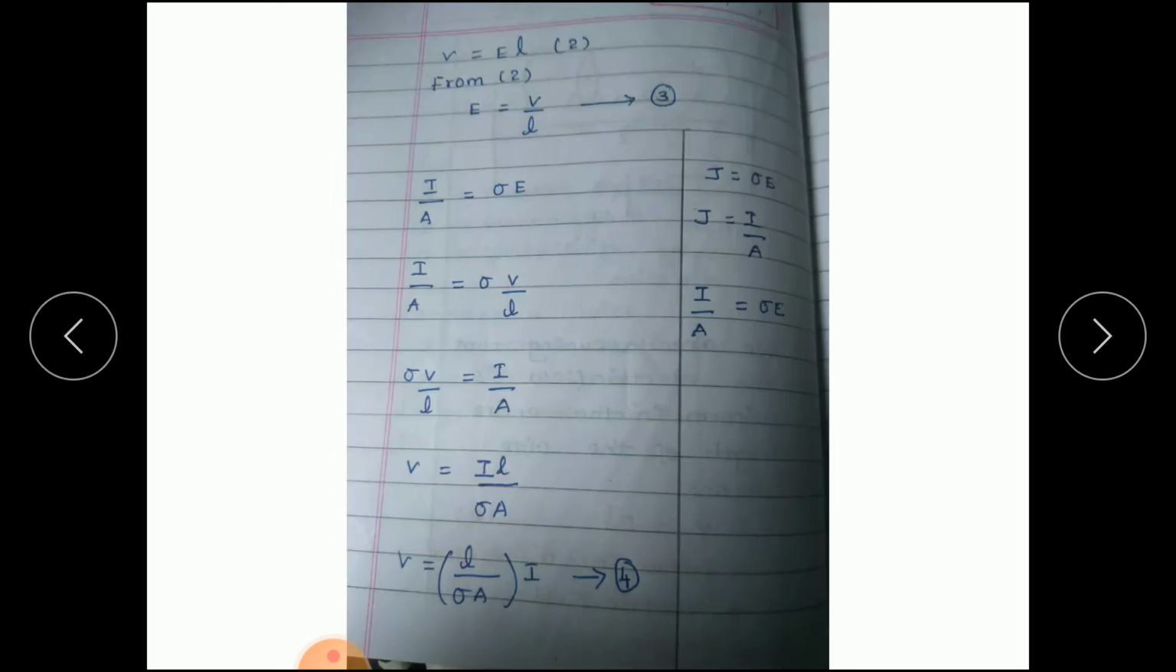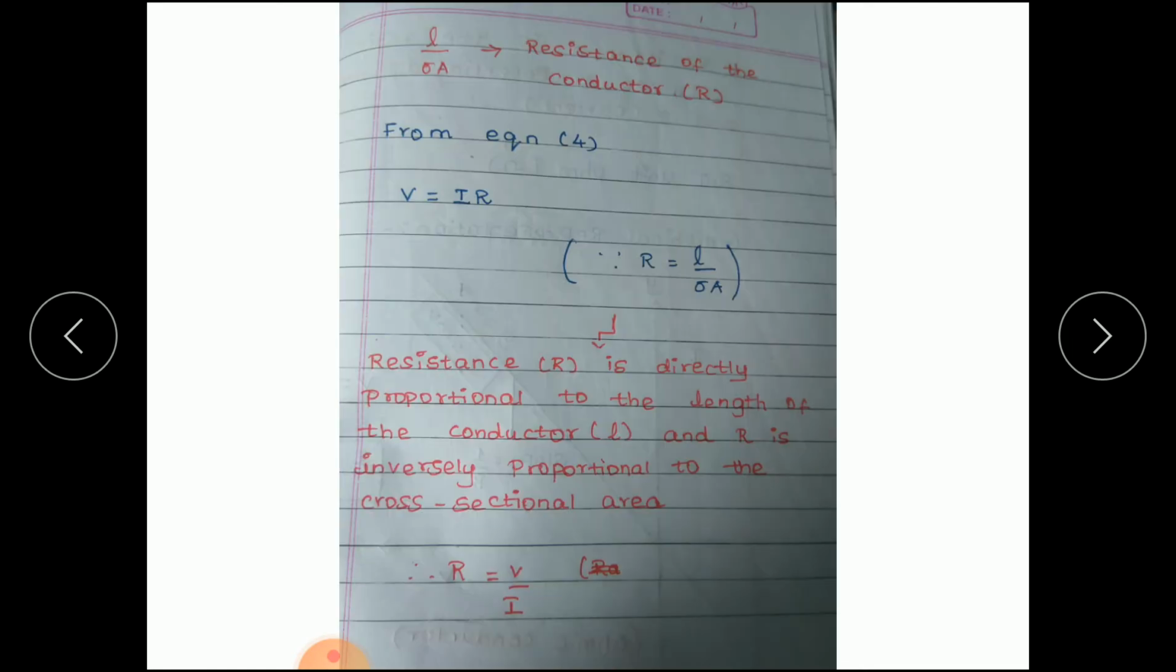So what we get is V is equal to I R. This is Ohm's law. V is equal to I R is Ohm's law. Now we are going to define the resistance. What is meant by resistance? From this value itself we can tell the resistance.